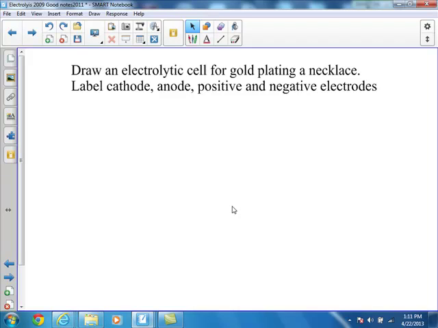We're drawing an electrolytic cell. Why don't you draw one with us? What's the charge? +3. Oh, really? In this case, it'll be +1 or +3, whatever way you want.